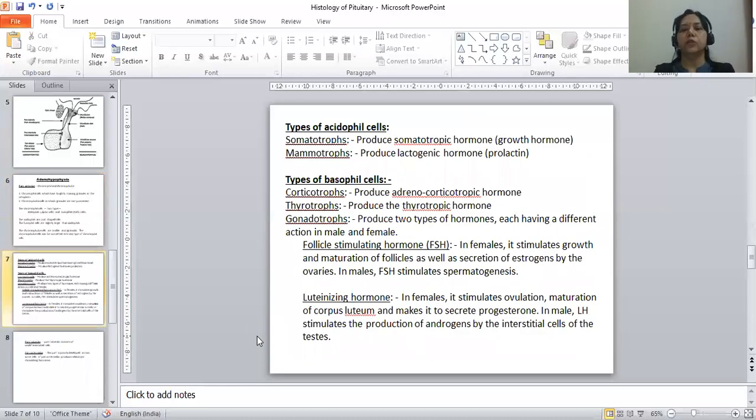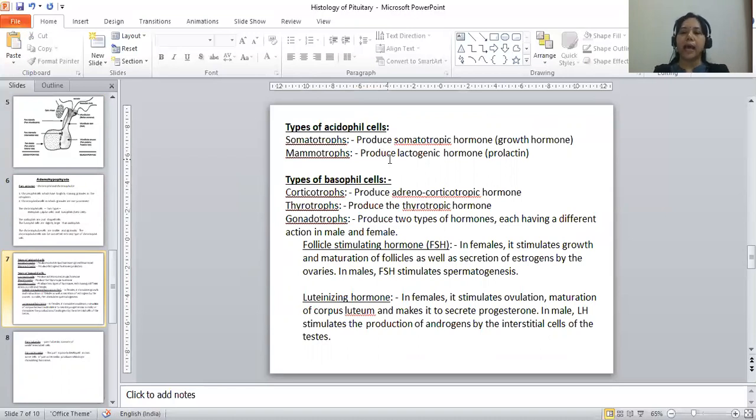The types of acidophil cells. There are two types of acidophil cells, somatotrophs and mammotrophs. Somatotrophs produce somatotrophic hormone or growth hormone. Mammotrophs will produce lactogenic hormone or prolactin. So two types of hormones are produced by the acidophil cells. Now these hormones will directly act on the cells. The somatotrophic hormones act on the cells, initiate mitosis and help in the growth of an individual.